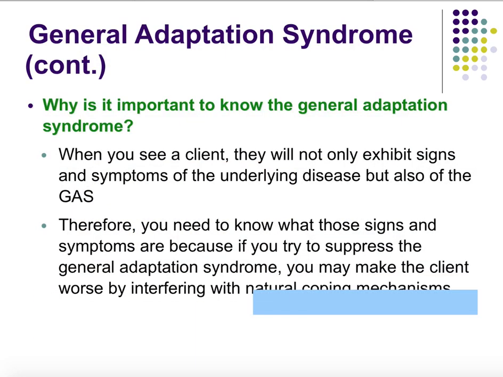So why is it important to know the GAS? Well, the reason it's important to know the GAS, the General Adaptation Syndrome, or the General Adaptation Response, is when you see a client, they're not only going to exhibit the signs and symptoms of the underlying disease, but they're also going to exhibit the signs and symptoms of the GAS. Remember, our body is trying to respond to the stress by turning on the GAS, so you're going to see the effects of that on the body. Therefore, you need to know those signs and symptoms, because if you try to suppress the GAS, you may actually make your client worse by interfering with the natural coping mechanism. Sorry, that was kind of off.